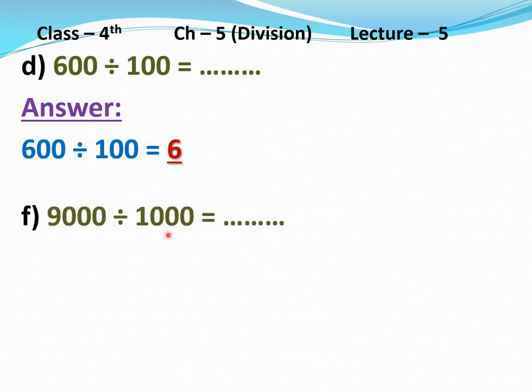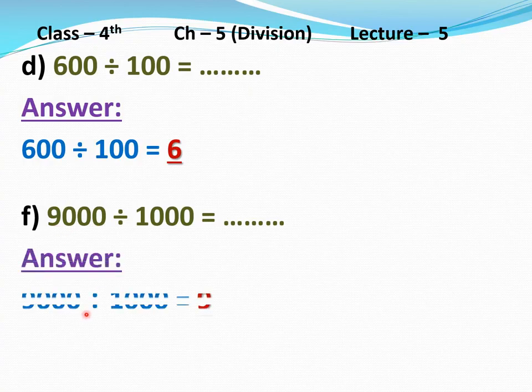Now F part. 9000 divided by 1000 equal to dash. See, the divisor is 1000. So the number formed by the last three digits, that is 0, 0 and 0, will be the remainder and the number formed by the remaining digit, that is 9, will be the quotient. Clear? Answer. 9000 divided by 1000 equal to 9. Clear?